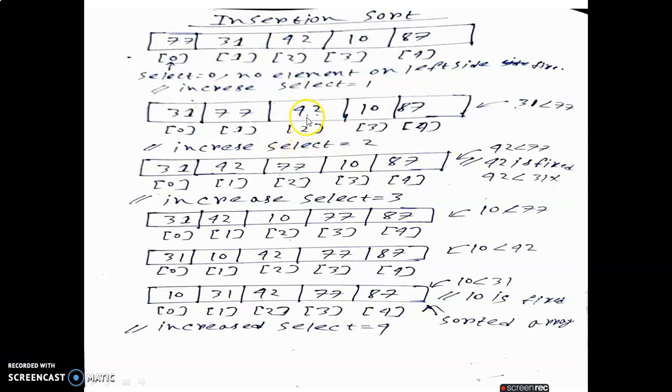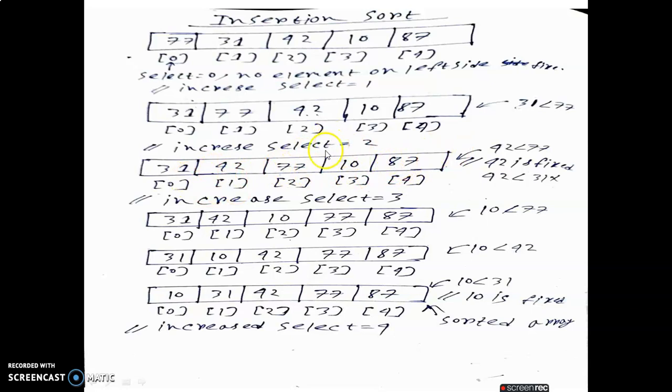Now compare. What is the select value? 42. What is the left hand side value? 77. Check: 42 is less than 77. The condition is true, so swap these two elements. 42 goes there, 77 goes there. This is the updated result. After swapping, the updated array is 31, then 42, then 77, then 87.